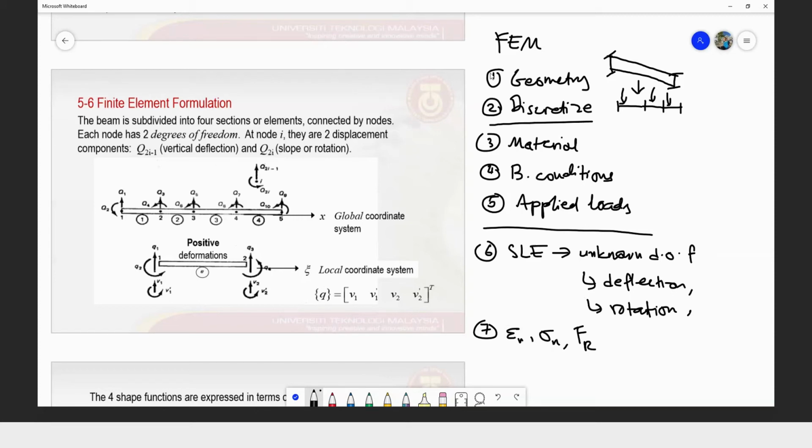But how to discretize the geometry for the beam? Actually, to discretize the geometry for the beam sama dengan kita discretize bar problem. Satu batang bar tu, whatever physical shape dia, then kita discretizekan dia kepada beberapa elemen yang kecil.